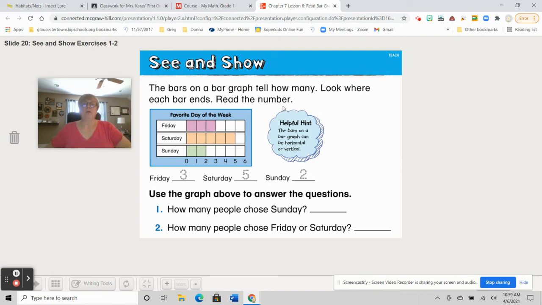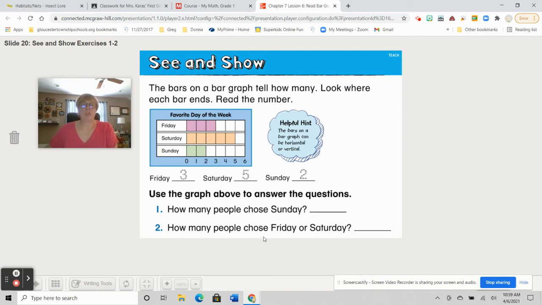Okay, all right, so they would like you to, how many for Friday, how many put Saturday as their favorite, and how many put Sunday. Now, use the graph to answer the questions. How many people chose Sunday?